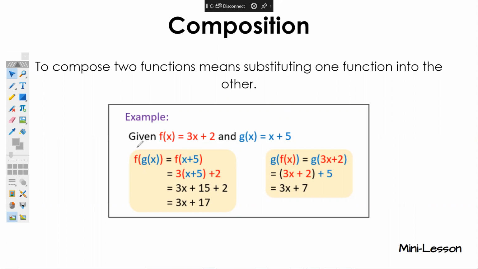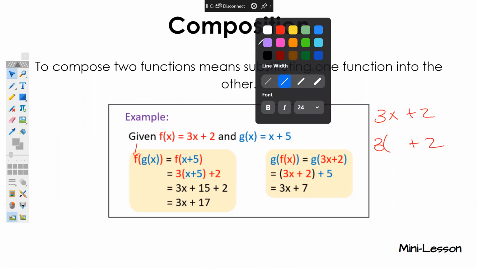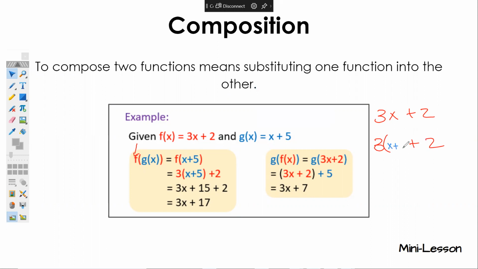What I mean by that is we're kind of just peeling back parts of it. So we've got the function f right here, which is 3x plus 2. And we're going to take g of x and substitute it in for this x. So we're going to plug in for x that g of x. So that's going to give me x plus 5. So now I'm going to distribute. And that's going to give me 3x plus 15 plus 2. That's going to give me 3x plus 17. So that's f of g of x. That's what they have right here.